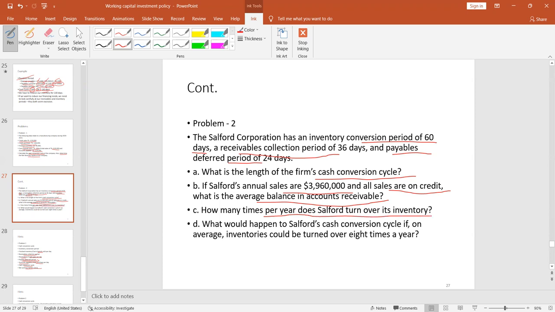That means the inventory turnover. And then, what would happen to SOFO's cash conversion cycle if, on average, inventories could be turned over 8 times a year? So here the answer is given and you have to find the question like this. So what are the hints?